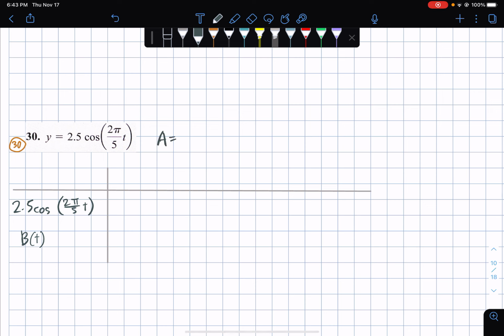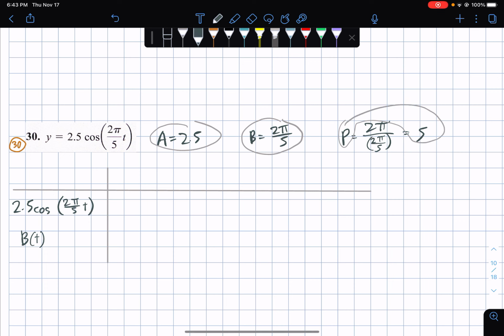The amplitude is 2.5. The b variable is 2 pi over 5. The period is 2 pi divided by 2 pi over 5, which is basically 5. So, for the t variables, we start from 0 as always, and we end in 5. 5 divided by 2 is 2.5. 2.5 divided by 2 is basically 5 over 4. 2.5 could be written as 5 over 2.